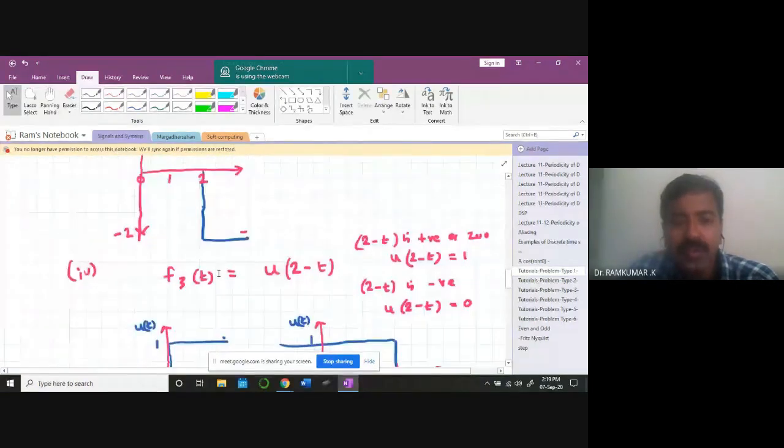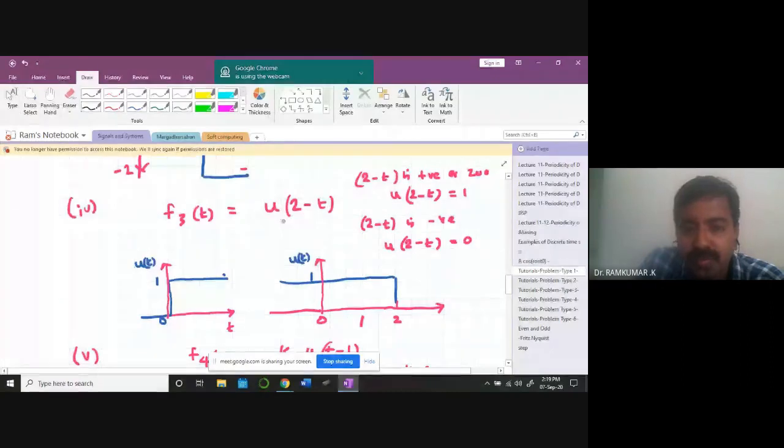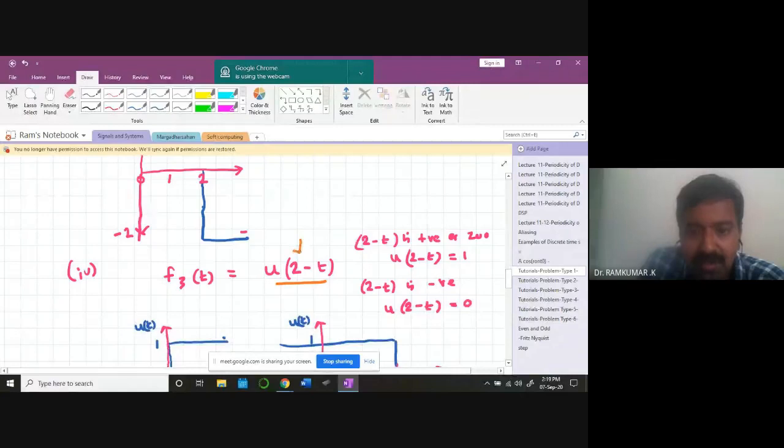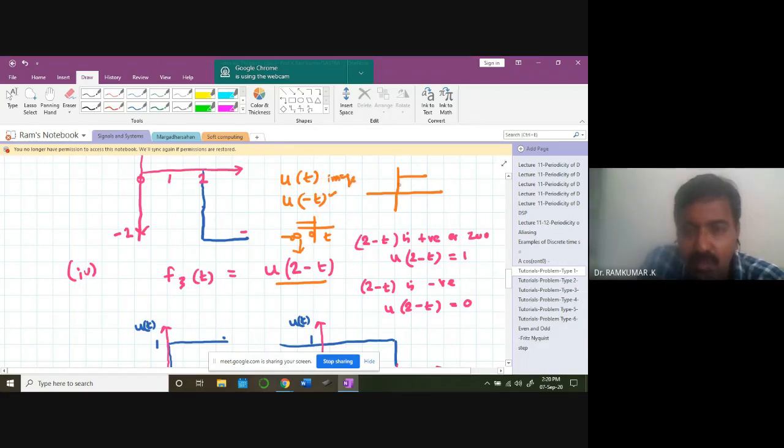So what happens when you take f3 of t equal to u of 2 minus t? This is a little tricky. Students normally find this difficult, and in the examination they commit errors. Look at this. If I have u of t, I know how the signal exists. If I say u of minus t, the signal exists only for values from 0 to minus infinity. It's like a mirror image along the vertical axis. So this is the original u of minus t.